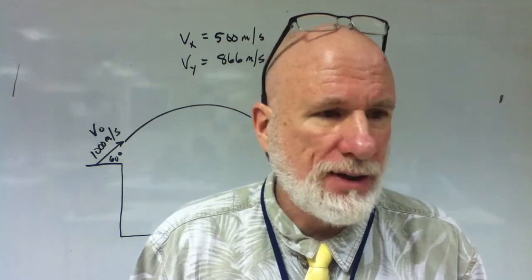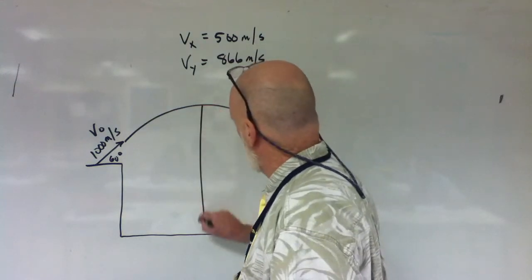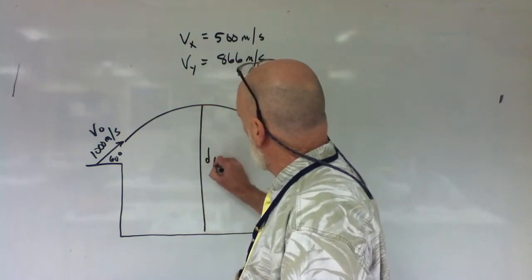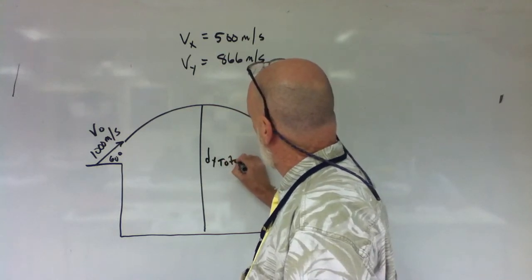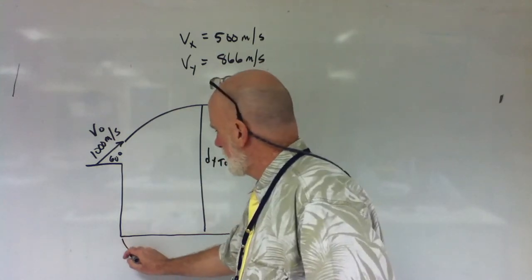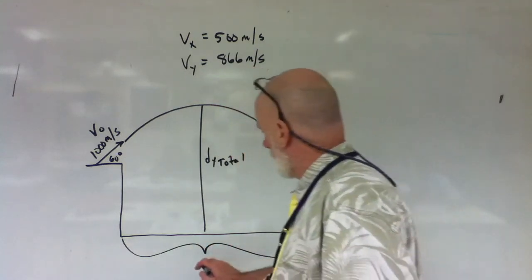So what I want to find is three things. I want to find this height. We're going to call that dy total. And I want to find this distance. And we're going to call that dx total.